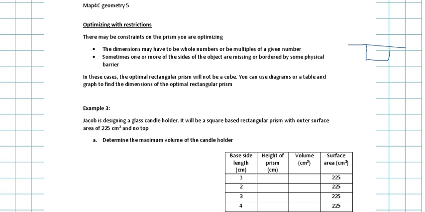So when you have restriction, either it has to be whole numbers or multiples of given numbers, or if they don't want to make a top or a bottom, then you have restriction. It's not a cube anymore. So how can we solve this? In this course, we use tables or pictures, diagrams, to solve for the new rectangular prism.